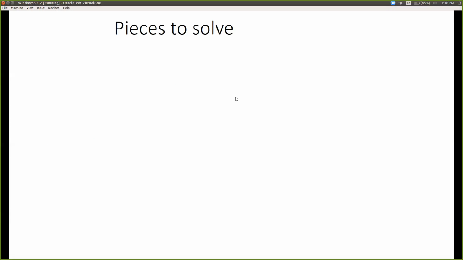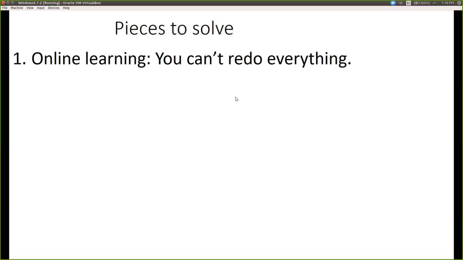So here's my catalog of pieces to solve. And these are sort of what I consider to be necessary components. Okay, so the first one is online learning. And I think you can argue for the necessity of online learning on computational grounds.